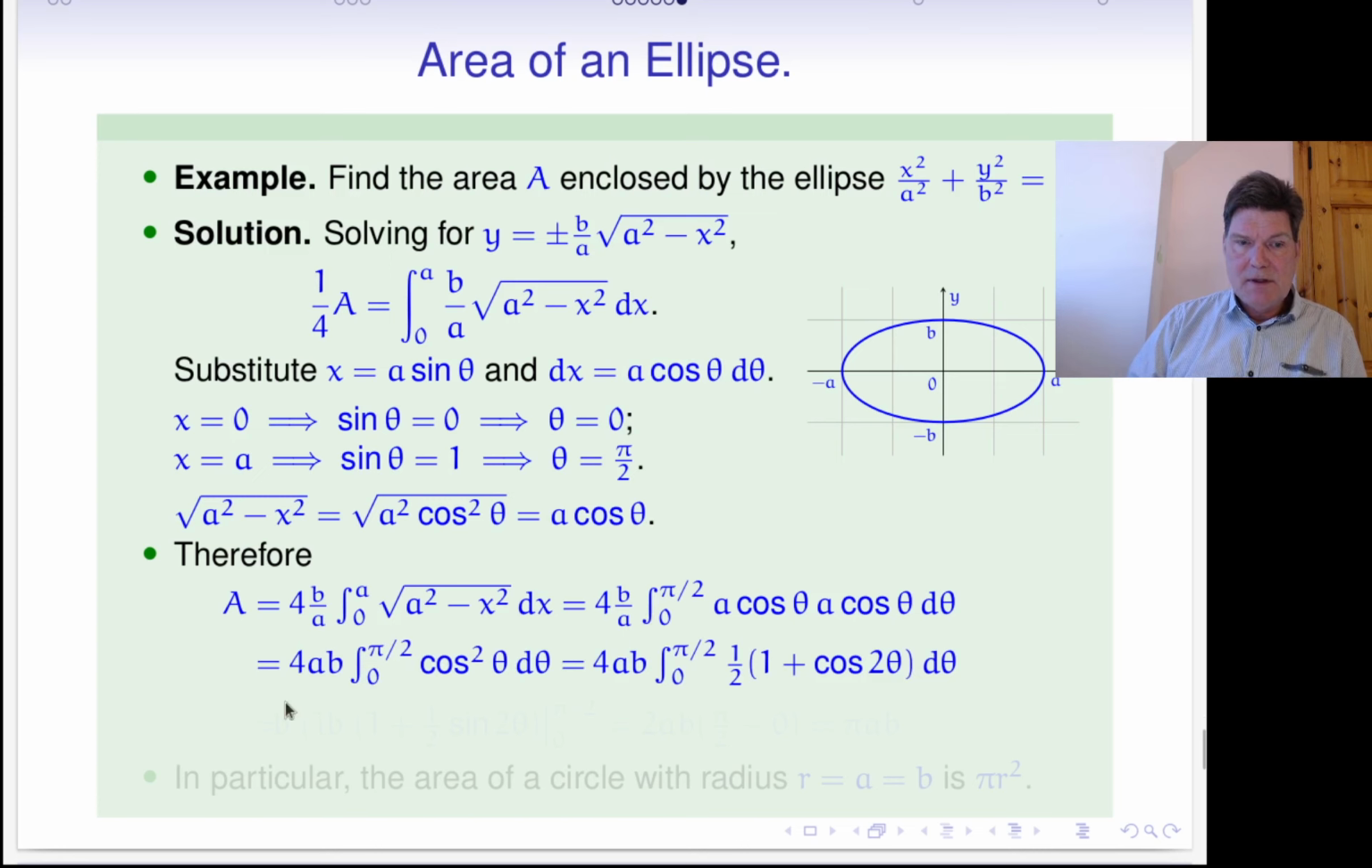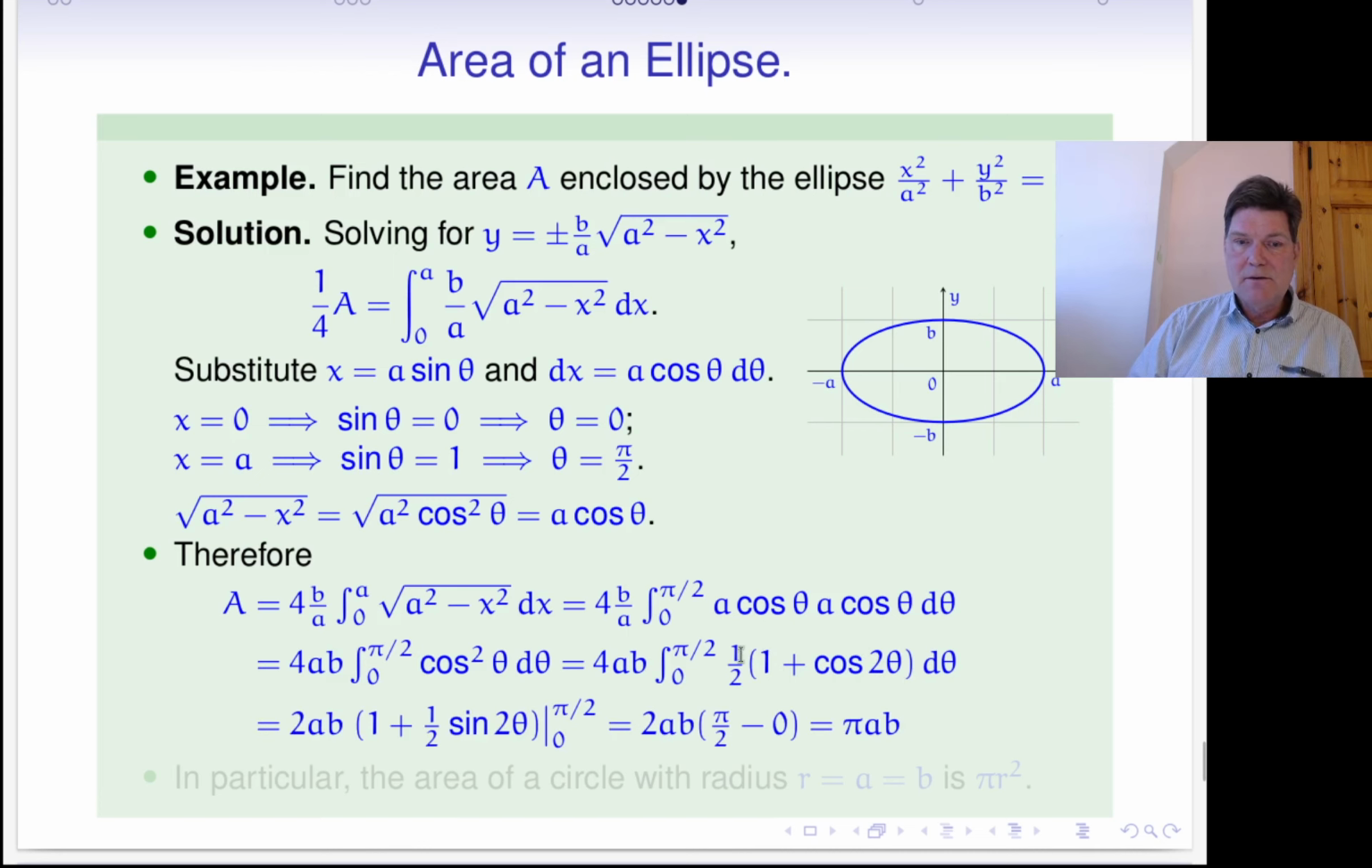So this is then, taking the two a's as factors outside, 4ab times the integral from 0 to pi over 2 of the square of cosine theta d theta, and that's the case for the half angle formula, where we replace cosine squared theta by half of 1 plus the cosine of 2 theta, and that is now straightforward to integrate.